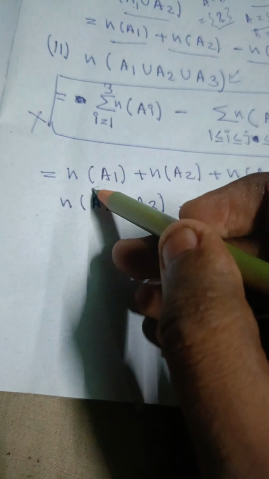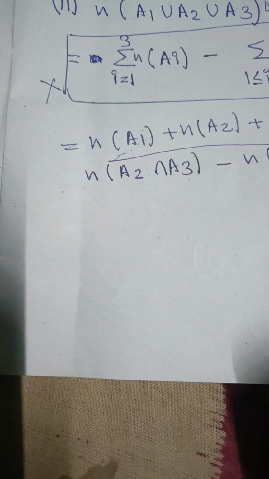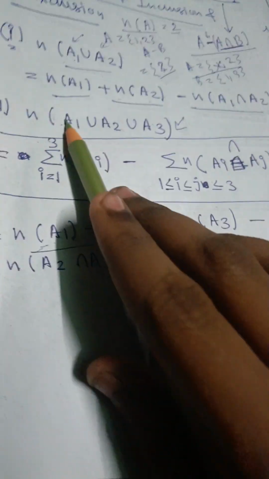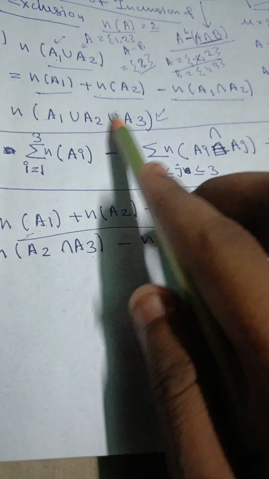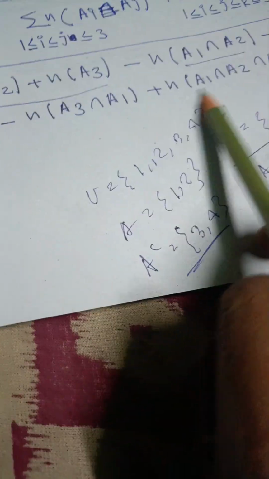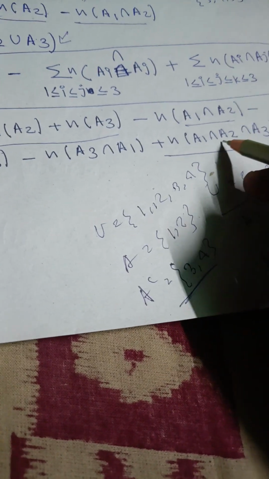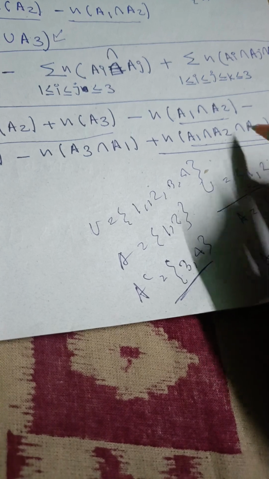So first we are adding all the elements that are given in there. So A1, A2, A3. The number of elements are always there. Then we are pairing two elements: A1 A2, A2 A3 and A3 A1. So let's see. Minusing that part, minusing that part, minusing that part. Got it? Then we are adding the number of elements that are present in all of them, that is A1, A2, A3.